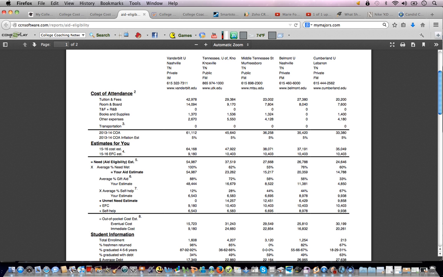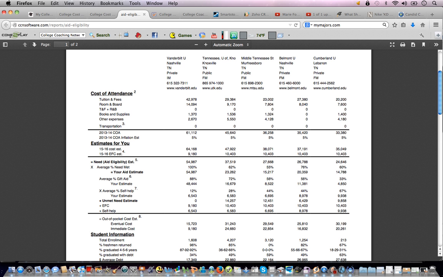This school, you need 54,000. They're willing to give you 54,987. So 100% of what you need, they're willing to give it to you. If I had to choose between these two schools, just upon if they both have the same majors, what have you, this school looks a lot better from a financial aid perspective.